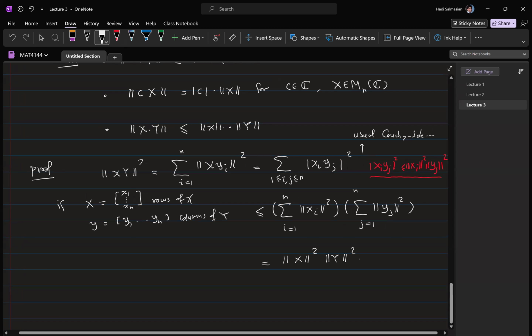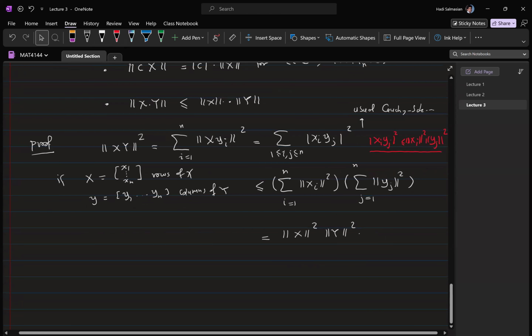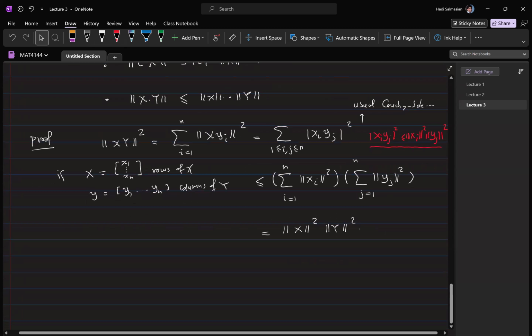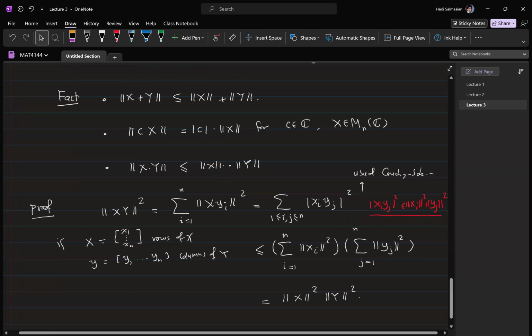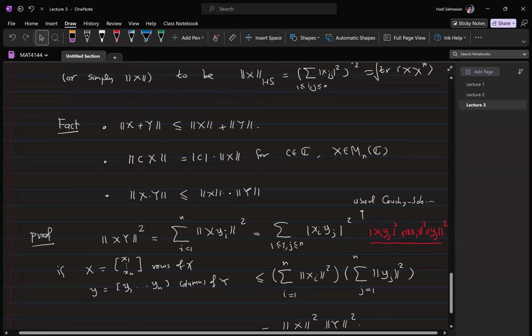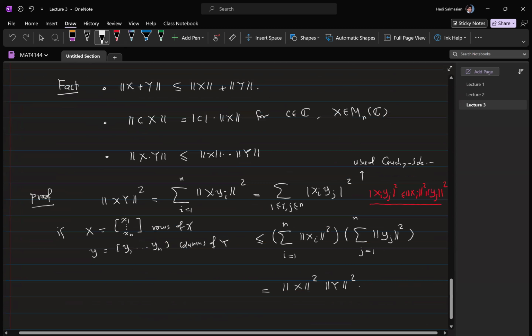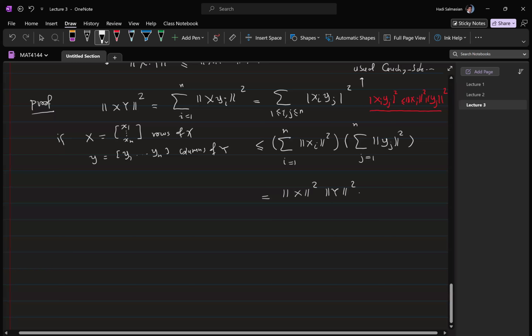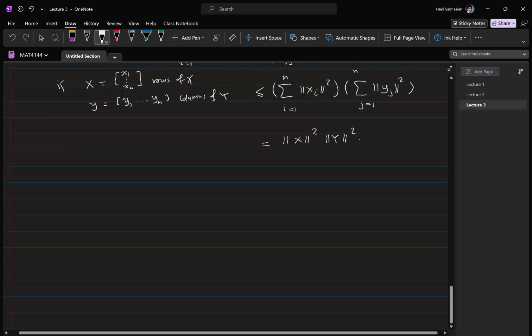Okay, so here I missed the square, sorry. All right, so this is the proof. And now using this norm and this multiplicative property of the norm, we can prove that this series for the exponential actually converges. So that's not very elementary. So here's a proposition.